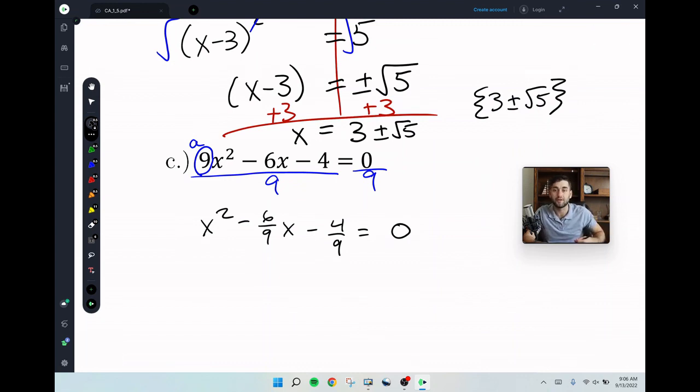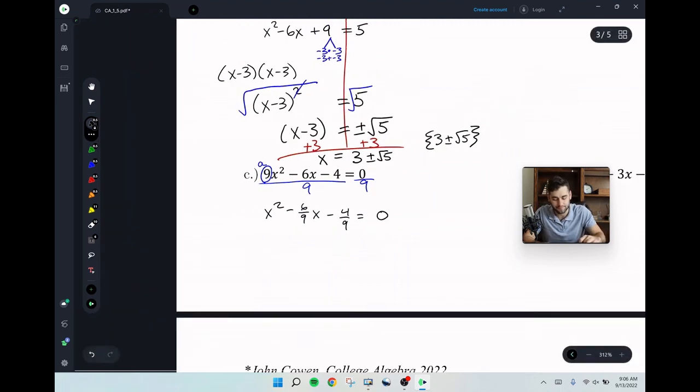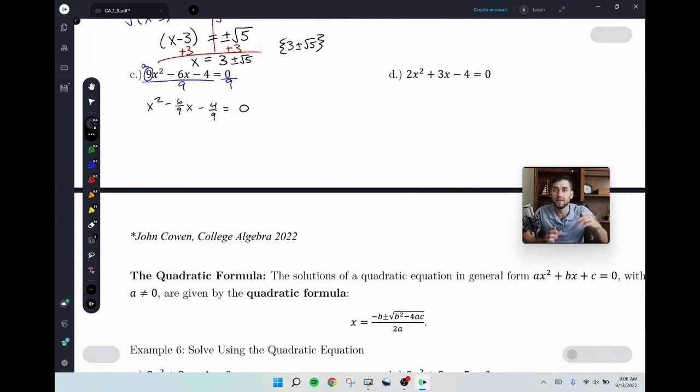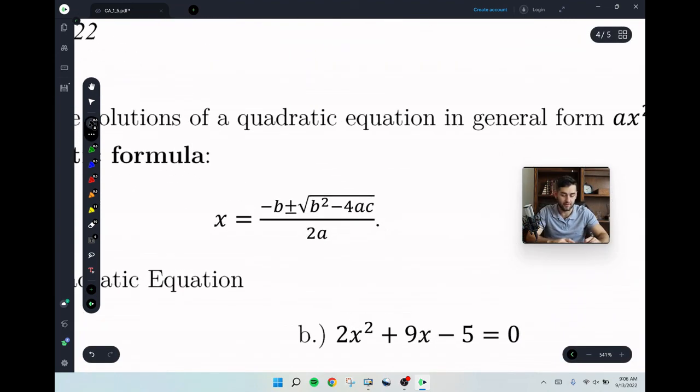Our special b term would be negative 6 over 9 divided by 2, square it. All right? But this is where the meat of it comes in. This is the main thing for the whole day. Like if you forget everything else we learned today and you can just memorize this, you're in good shape. You're going to be A-okay for everything we do.